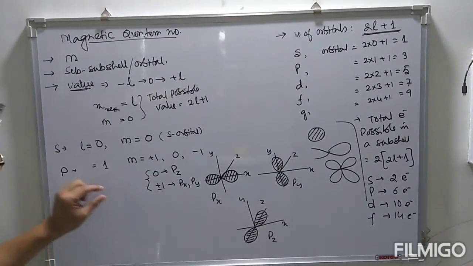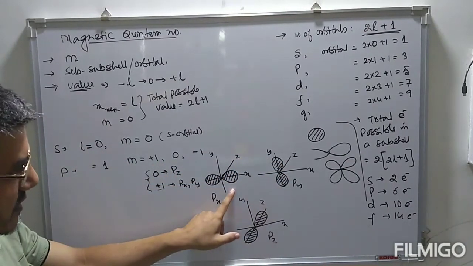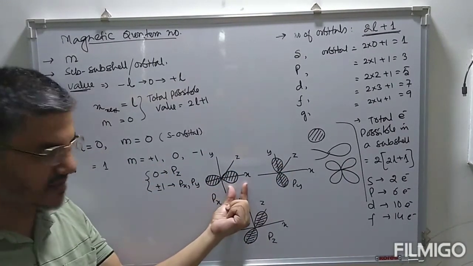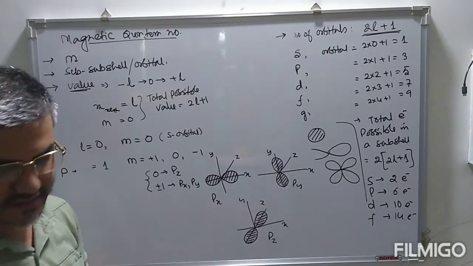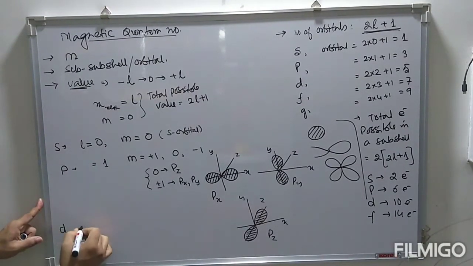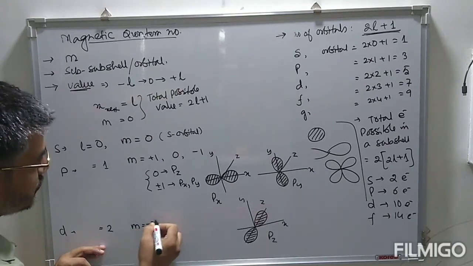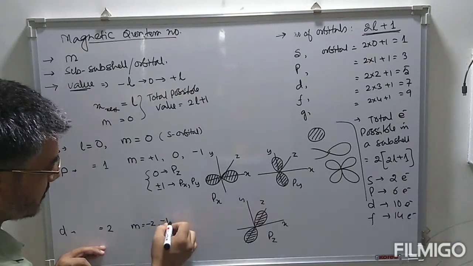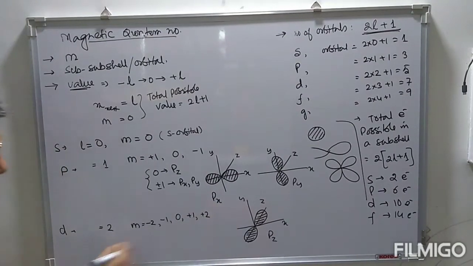So based on this, we have 3 possible orientations of this P subshell. That is 3 orbitals: Px orbital, whose orientation is purely along x, Py purely along y-axis, Pz purely along z-axis. So we have these 3. D subshell, the possible value of L is 2. So M can have 5 values: -2, -1, 0, +1, +2.